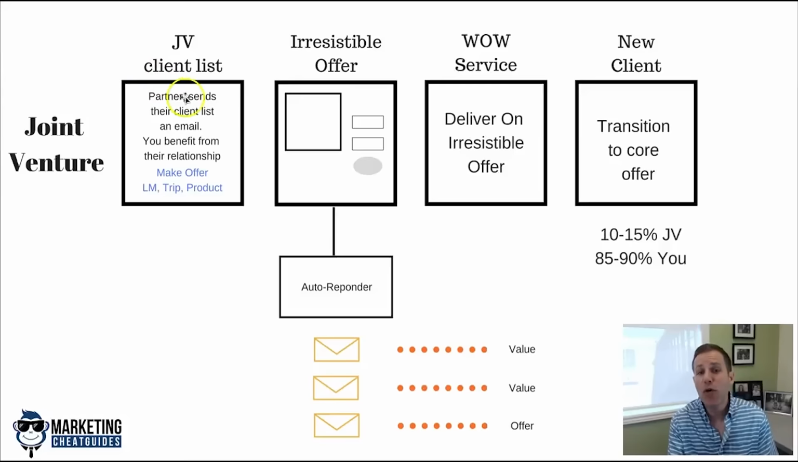So this is the flow that it went through. My partners send it out to their client list. We put together an irresistible offer. Some people signed up for that offer. If they did, they came onto my autoresponder. I delivered that wow service. So I made sure that that first interaction was really powerful, really beneficial for them. And then ultimately we moved them into transitioning into monthly clients. And then what we did is we did 10% for the orthotics manufacturer and 90% for me. And this is the same flow that you can use.